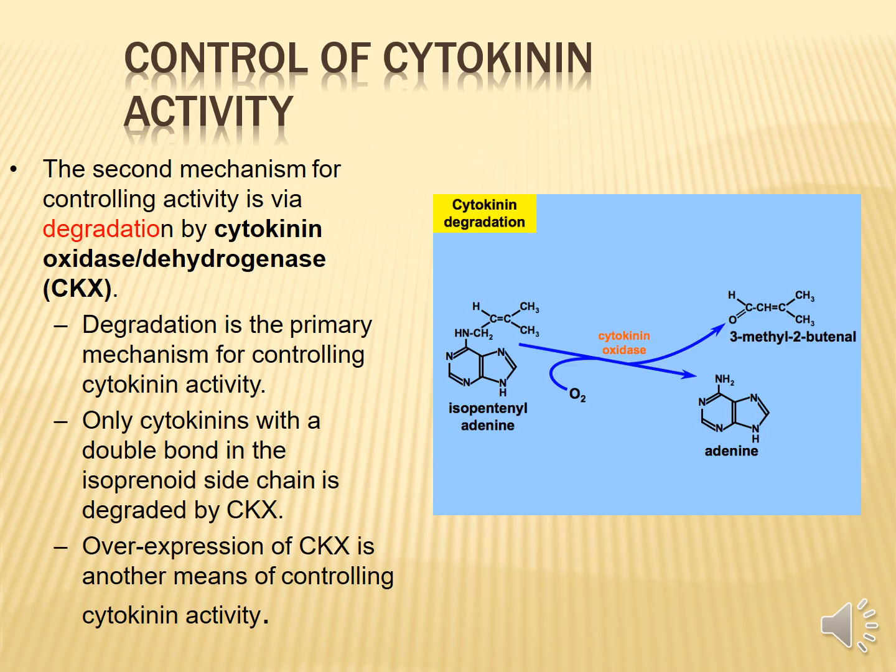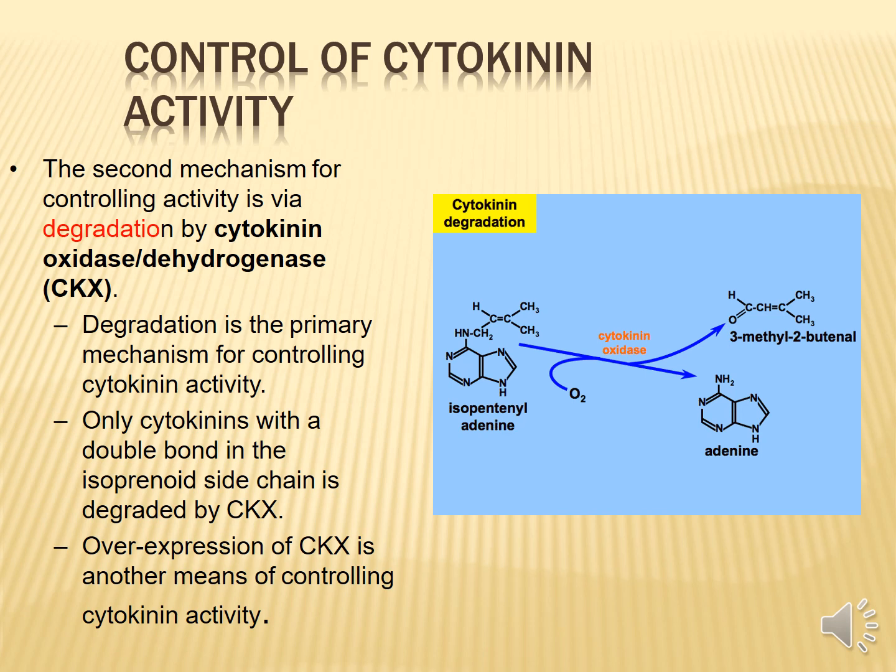Okay, the second mechanism able to control the activity of the cytokinin we call degradation. So degradation by the cytokinin oxidase or dehydrogenase, or we can call it only CKX. This CKX is actually the name of the enzyme. So this enzyme is the degradative enzyme. For example, if you look at the figure, isopentyladenine is one example of the cytokinin hormone.